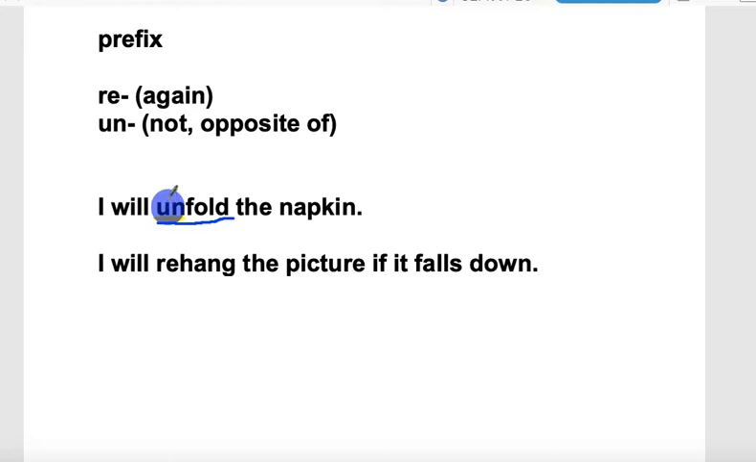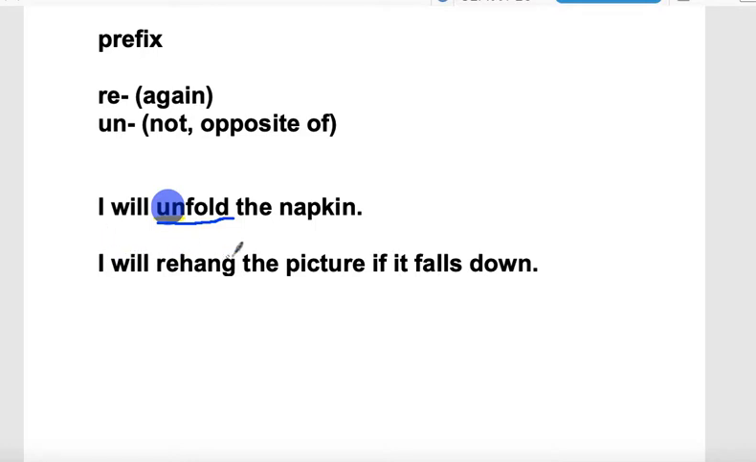So that's the neat thing about a prefix: you can take those letters away and the base word will stay the same. Okay, remember those are just letters we put at the beginning of the word to change what the word means. I will fold the napkin. You put the napkin side to side, make it nice and neat. Or I will unfold the napkin, which means you take it apart so it's not nice and neat, not folded anymore.